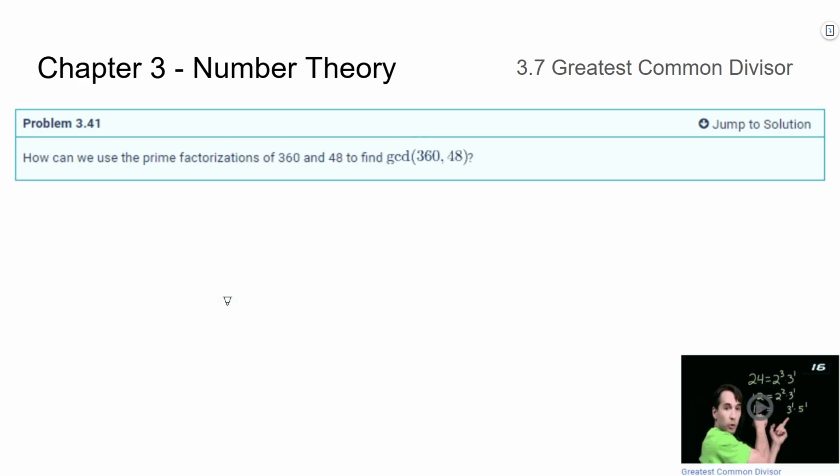Okay, how can we use the prime factorizations of 360 and 48 to find the GCD? All right, so let me just write out the prime factorizations for you to save some time, but feel free to do it on your own if you want to practice your prime factorization. For 360, the prime factorization is 2 cubed times 3 squared times 5. Okay, and 48 is going to be 2 to the 4th times 3 to the 1. We'll add the 1. I don't know if you like adding the first power or not.